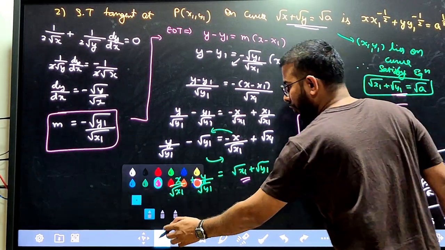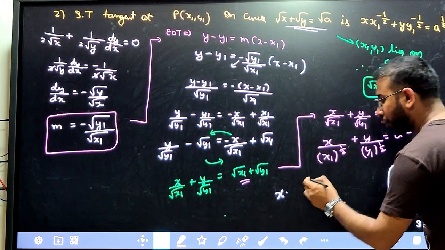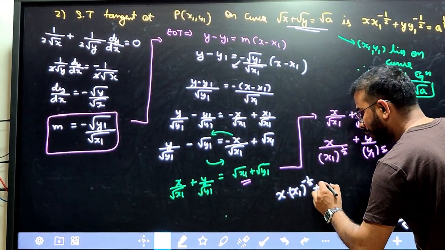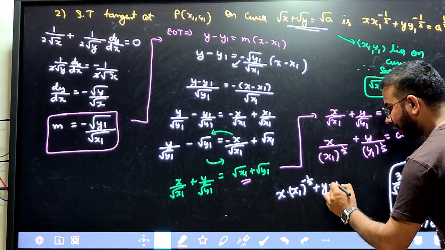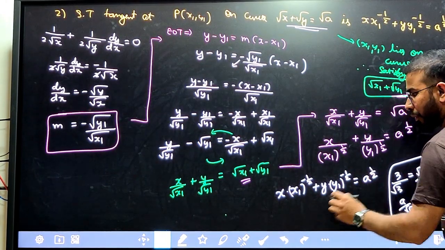Very good. So, we are on the last step. What this will become is x into x1 whole power minus 1 by 2, plus y into y1 whole power minus 1 by 2, is equal to a power 1 by 2.